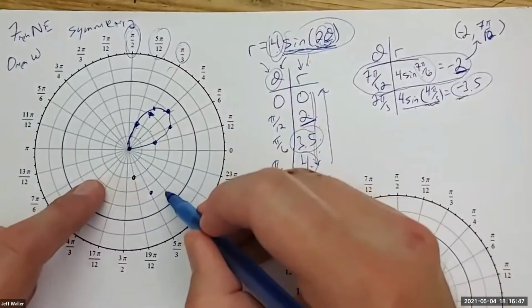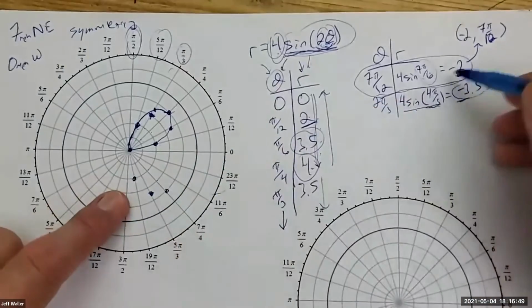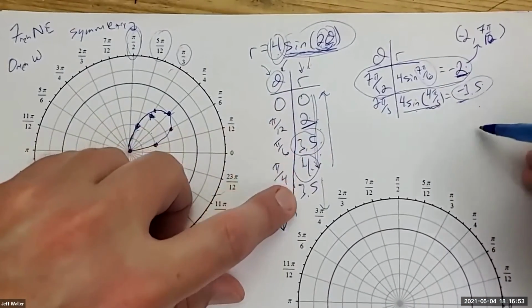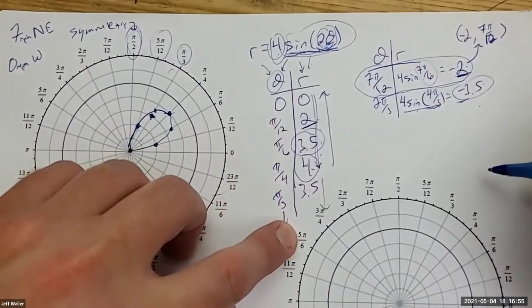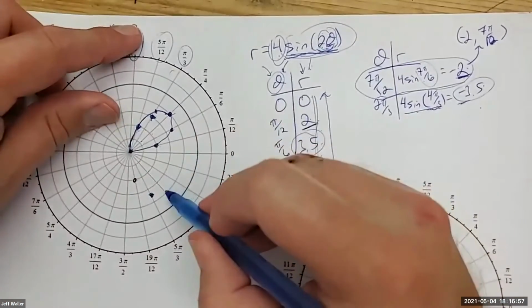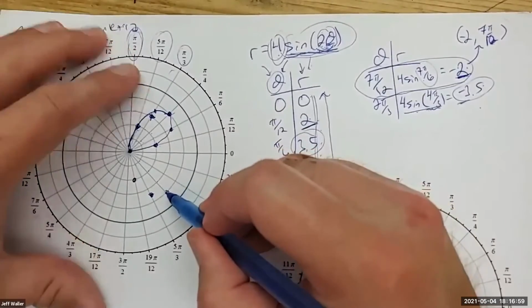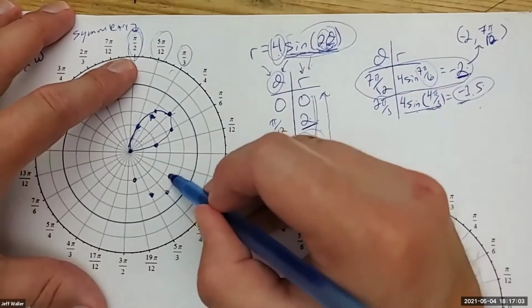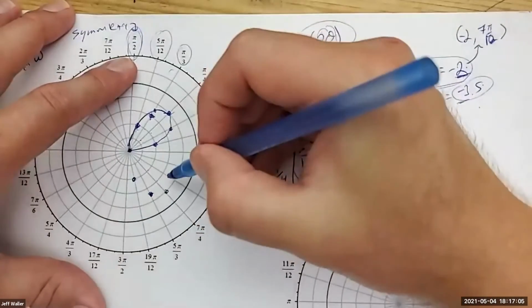Is everybody cool with that? I'm kind of cutting some corners, but I know it's going to go 2, -2, -3.5, -4, and then it's going to build back. So now I've reached this minimum point. So now I'm going to start going and go back.